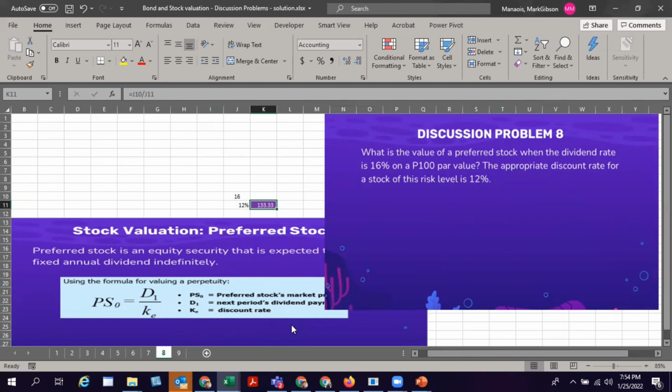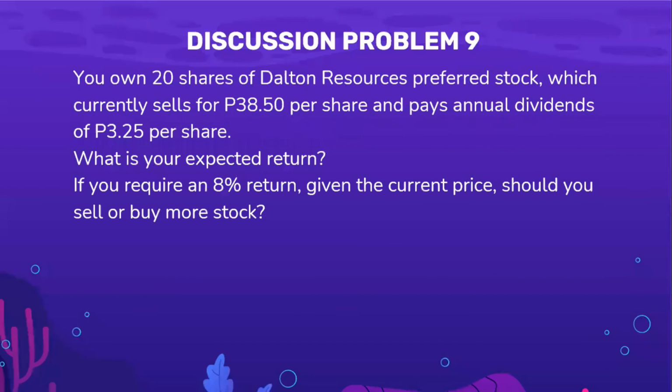Let's have, I think, the last, problem number 9. What is your expected return? If you require an 8% return given the current price, should you sell or buy more stock? So you own 20 shares of Dalton Resources preferred stock, which currently sells for 38.5 per share and pays annual dividends of 3.25 per share. What is your expected return? So let's have problem number 9.